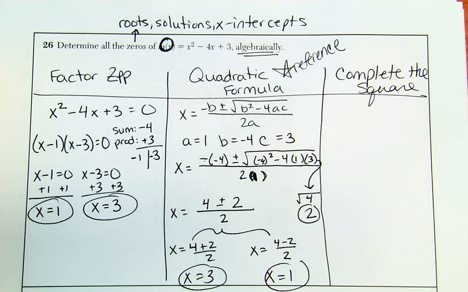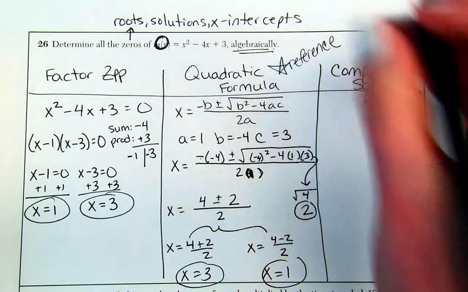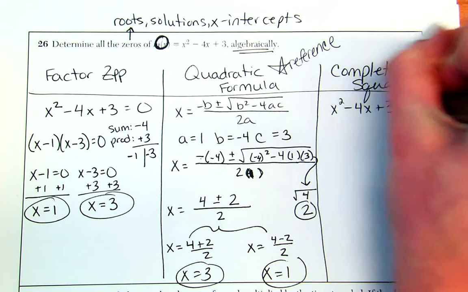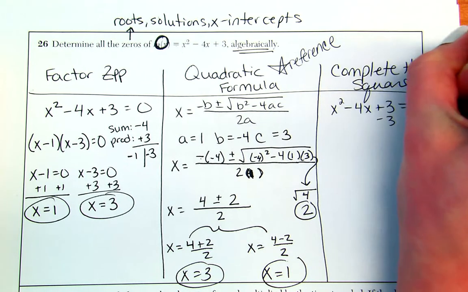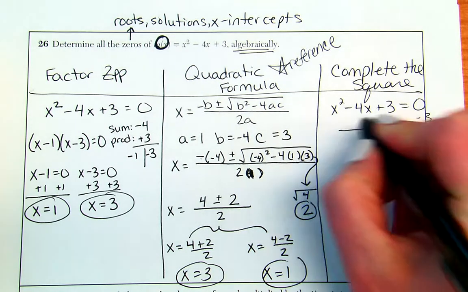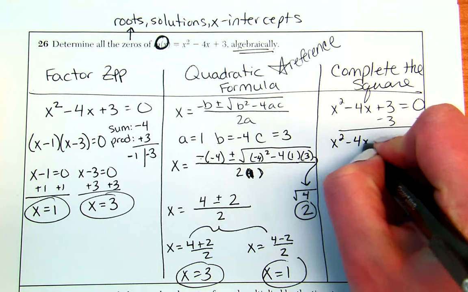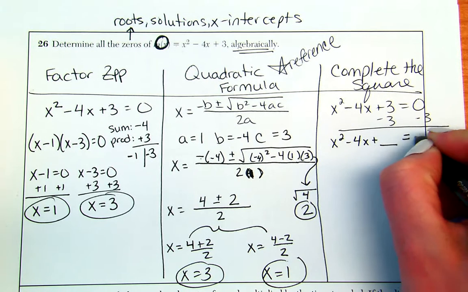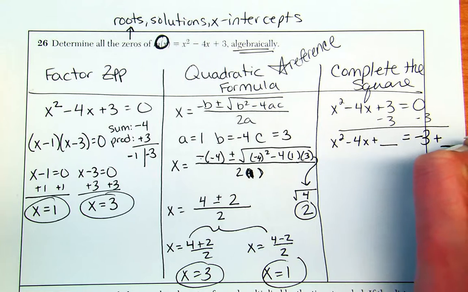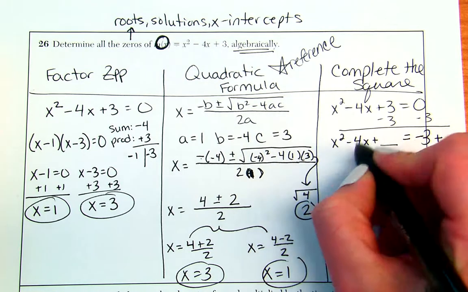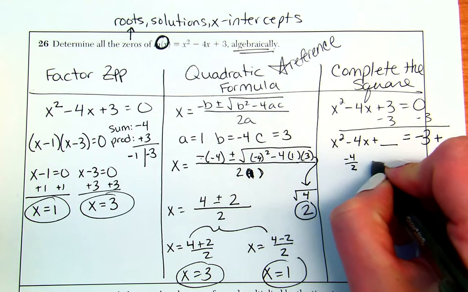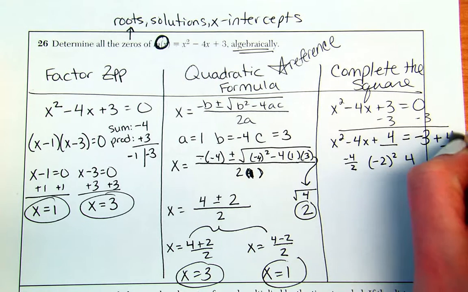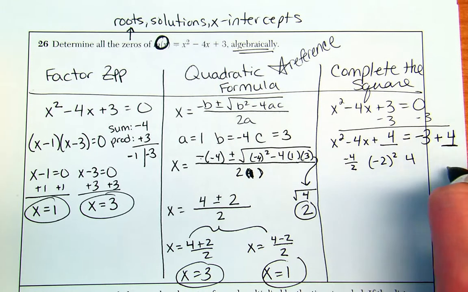Last but not least, we could also solve this by completing the square. So x squared minus 4x plus 3 equals 0. I'm going to subtract 3 from both sides to start. X squared minus 4x plus something that will make this a perfect square is equal to -3 plus something to balance the equation. -4 divided by 2 is -2, squared is a +4. That's what will make this a perfect square and adjust our equation.